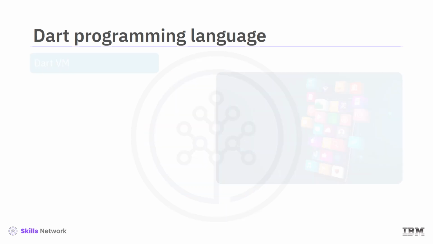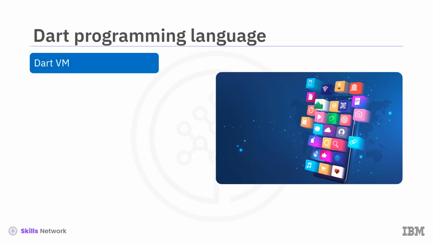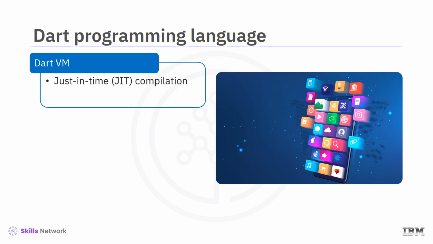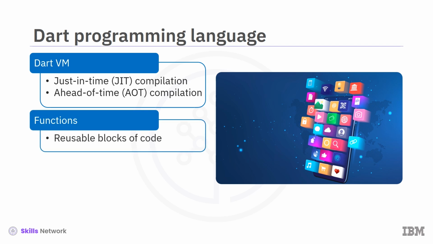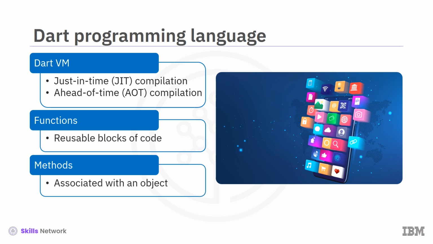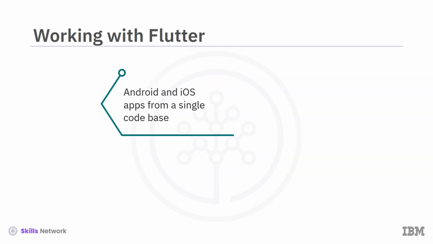Flutter applications are written in Dart, an open-source programming language that is optimized for UI development. Dart VM runs code using just-in-time (JIT) compilation that translates code while the machine is running, and ahead-of-time (AOT) compilation that translates code before the program is running. Functions in Dart are reusable blocks of code that perform a specific task, and methods are functions that are associated with an object. Flutter allows you to build apps for both Android and iOS from a single codebase.